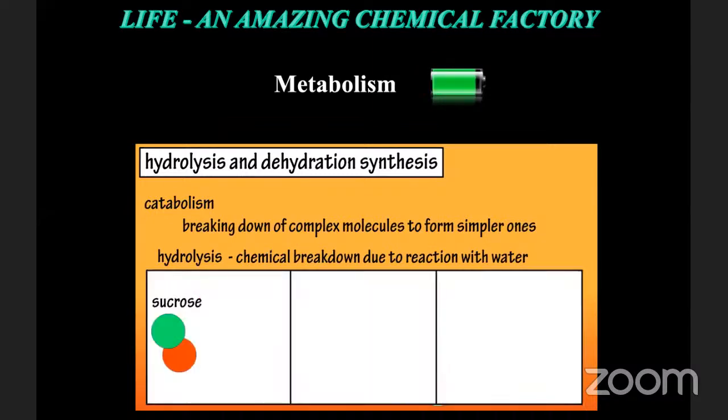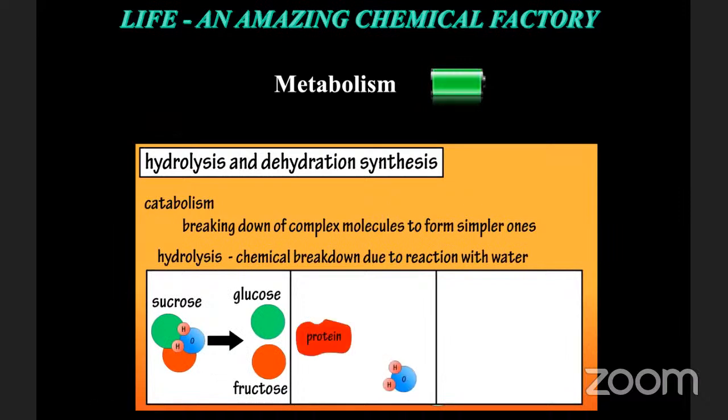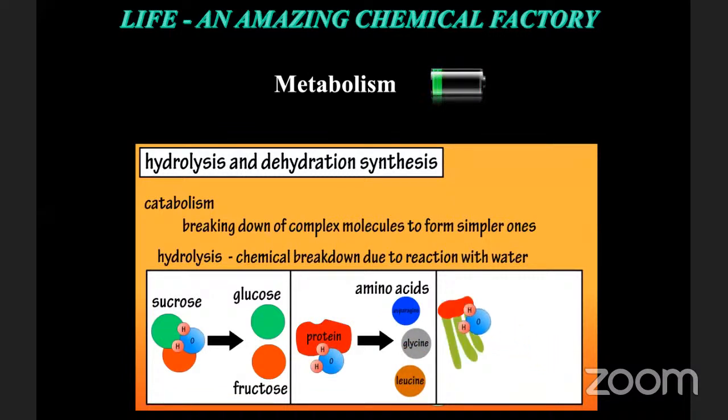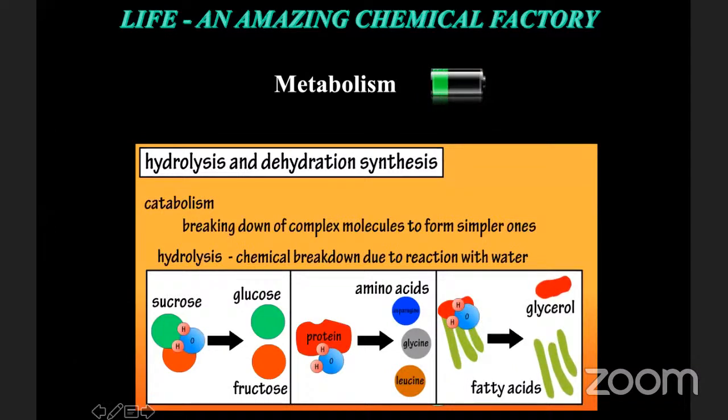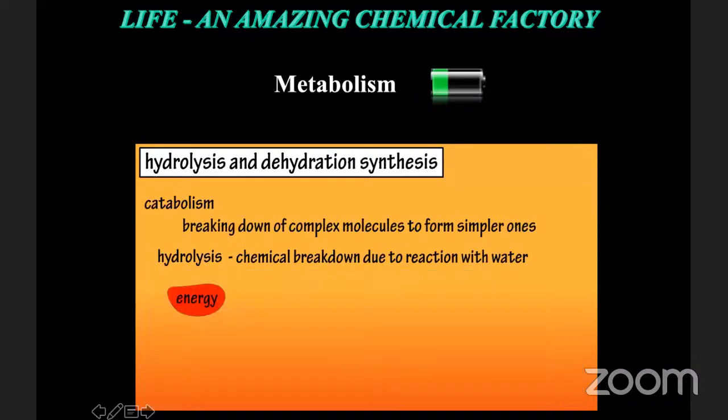Hydrolysis of sucrose or table sugar breaks the large molecule into the smaller molecules of glucose and fructose. Hydrolysis of protein breaks it down into smaller molecules of amino acids. And hydrolysis of a fat molecule breaks it down into its smaller subunits of glycerol and fatty acid molecules. Some of the energy released by catabolism is heat energy that keeps the body warm. And much of the energy released is transferred to a molecule called adenosine triphosphate, or ATP.